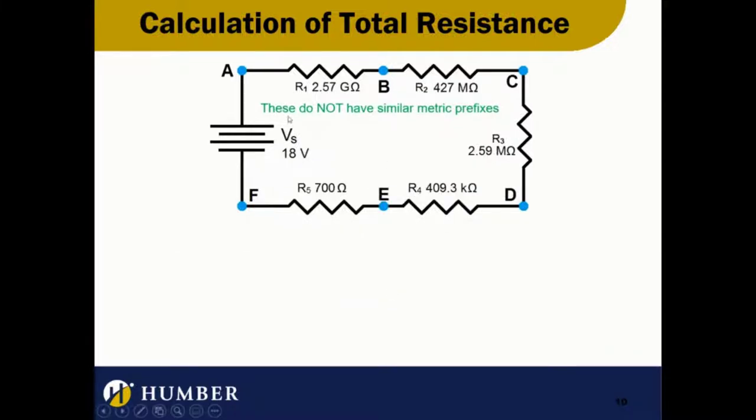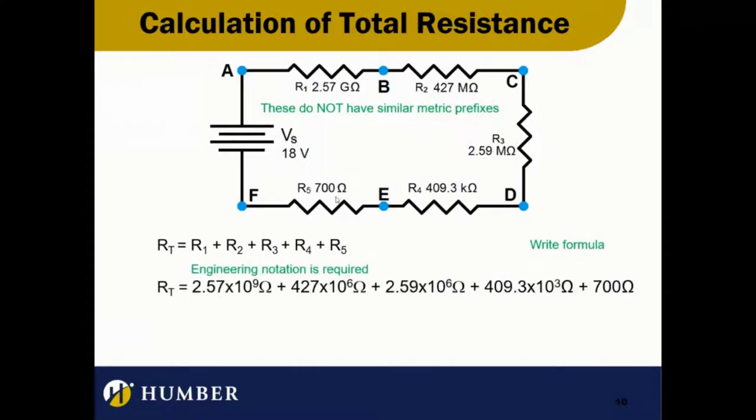So now here we go. They don't have the same metrics. This is giga, that's mega, and mega, and that's kilo, and that's ohms. You simply write down the formula, and then you fill in the formula. And in this case, I have to fill in with all engineering notation because I have to go to a base unit. I have to replace this G with times 10 to the 9, that M with times 10 to the 6, times 10 to the 6, and go on. And then you write the answer down, and you're golden.